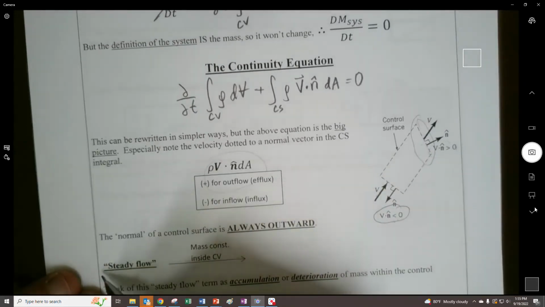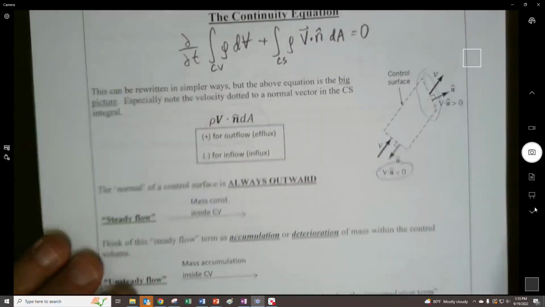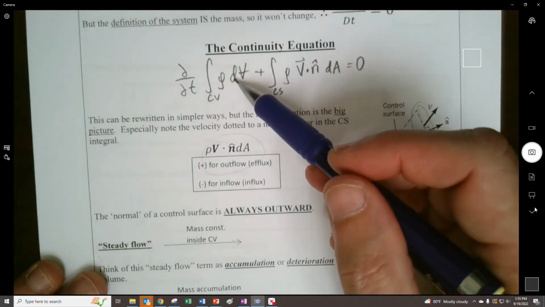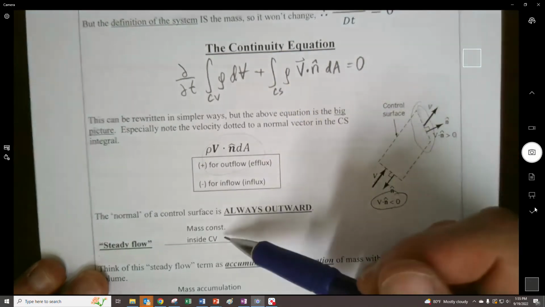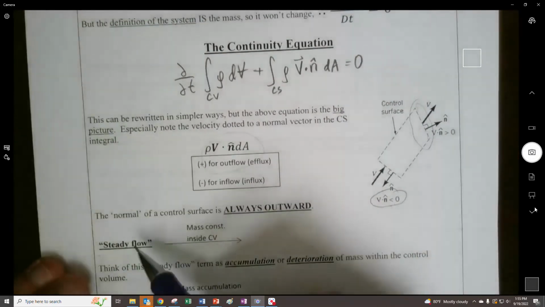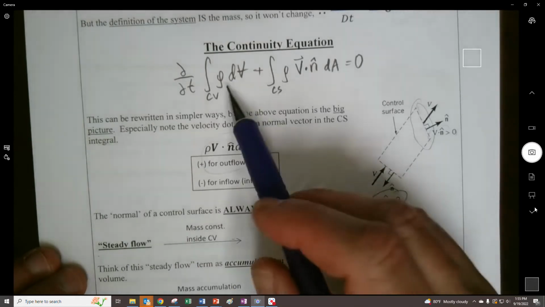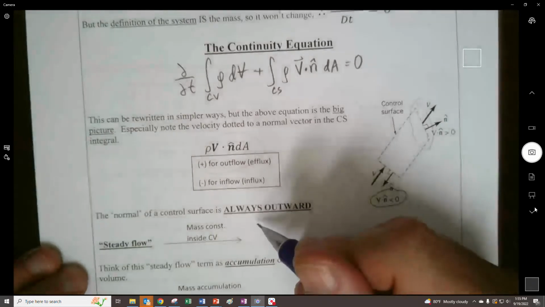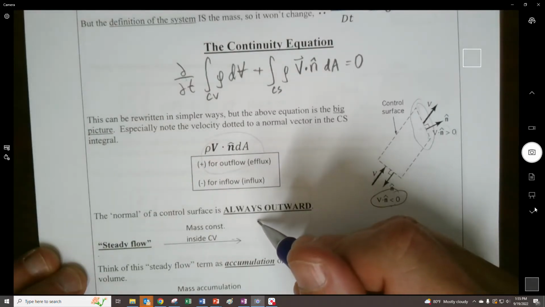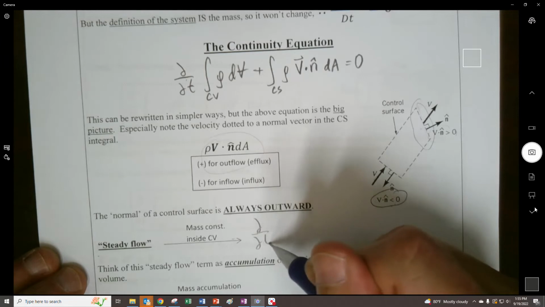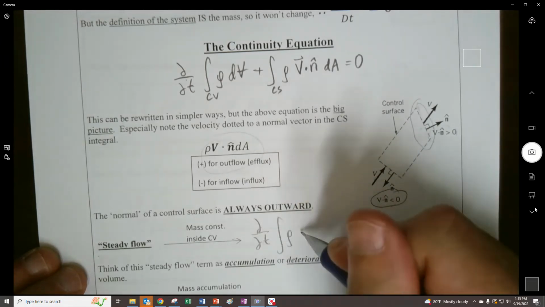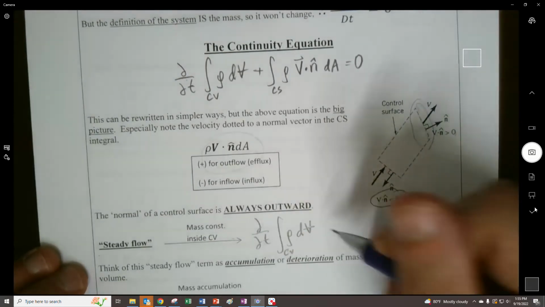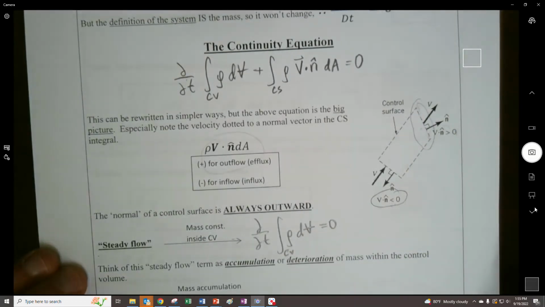Now, for steady, just simplifying assumptions here, if the control volume doesn't change, if its size doesn't change, or if the mass inside it, I should say, doesn't change, then we're going to have steady flow, which means that the del t right here goes away. And so I guess I'm going to write that out. Okay, so that part goes away, that integral of d volume, right? Remember, that's d volume across the control volume. That's going to be equal to 0.